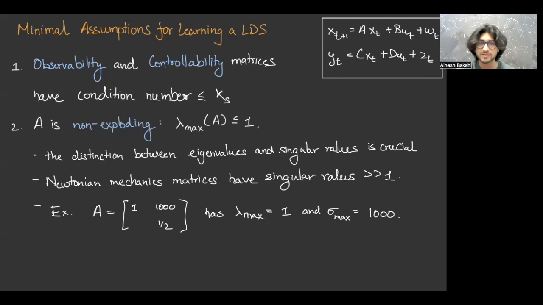It's crucial that we distinguish between the boundedness of eigenvalues and singular values. For instance, the dynamics matrices obtained from Newtonian mechanics actually have singular values that are much larger than 1, even though the eigenvalues are bounded by 1. For a simple example, consider the matrix A, where you have 1 and 1/2 on the diagonal and 1,000 on the top right entry. The largest magnitude eigenvalue of this matrix is 1, but the largest singular value of this matrix is 1,000.